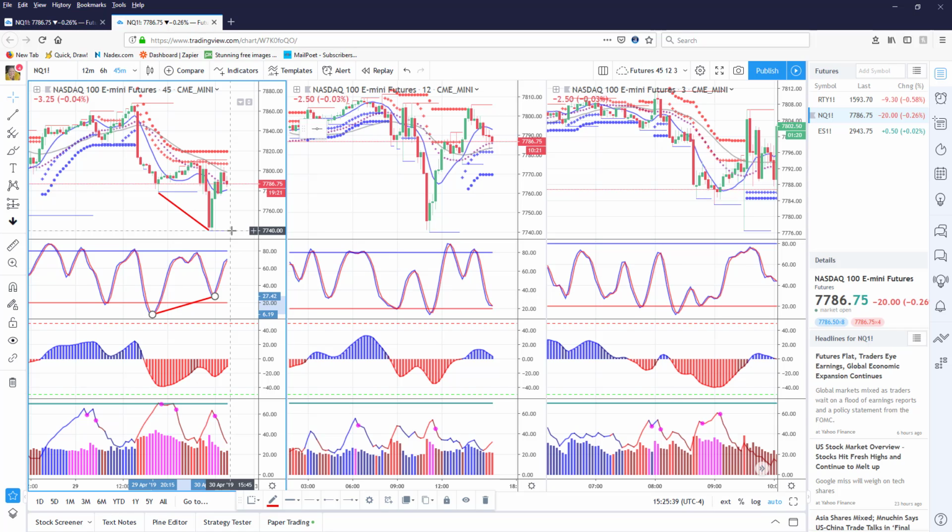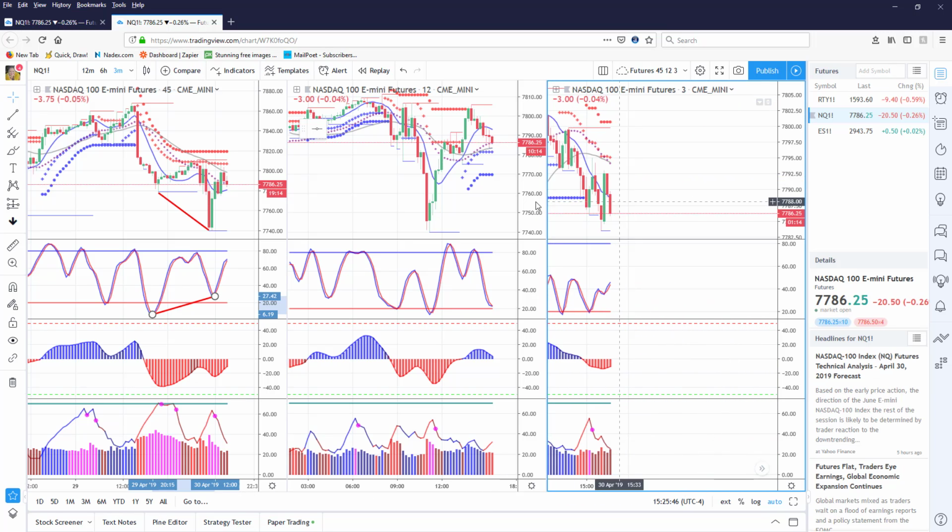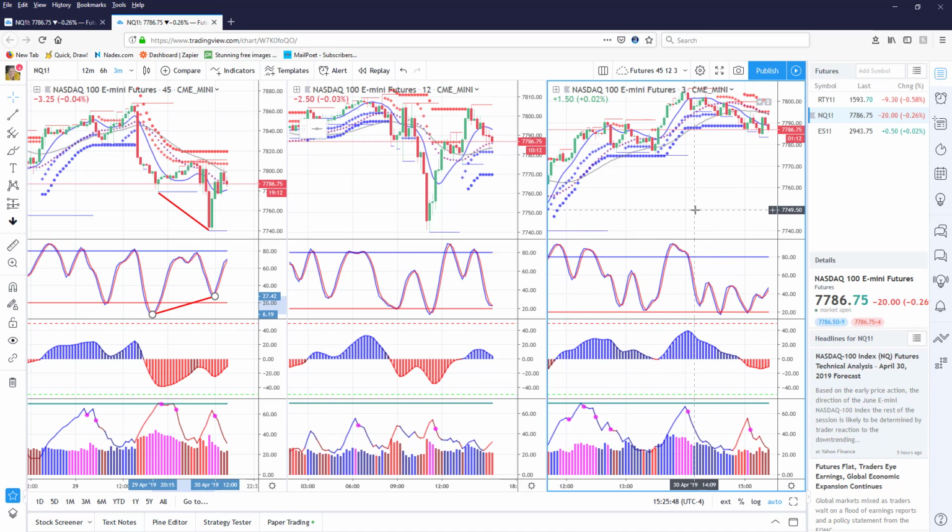take out 77.40. So it's just a great example of how it really doesn't matter whether you're trading Forex or you're trading futures, or even if you're trading stocks. The techniques that we use with our indicators work on all of the markets and any time frame that you would want to trade.